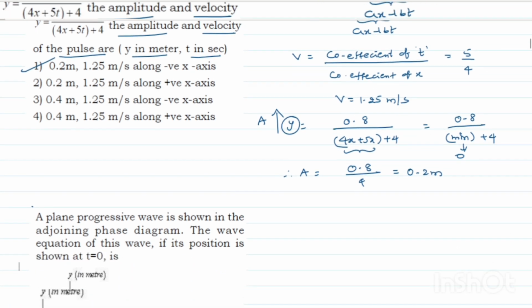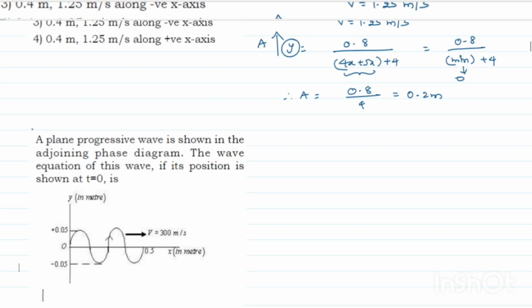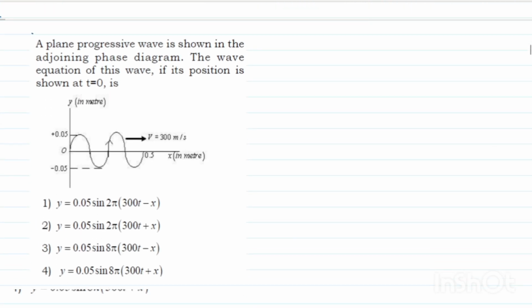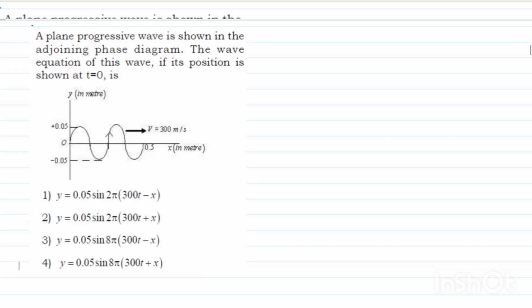A plane progressive wave is shown in the adjoining phase diagram. They are asking for the wave equation of the wave, if its position is shown at t equal to 0. Now look at the graph, students. The maximum displacement, the amplitude, is given as 0.05 meter, and the wave is moving with a velocity of 300 meter per second.